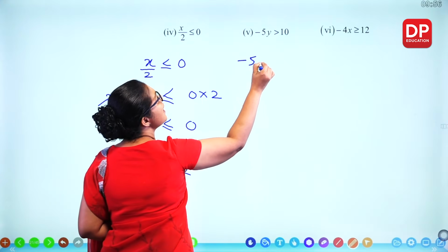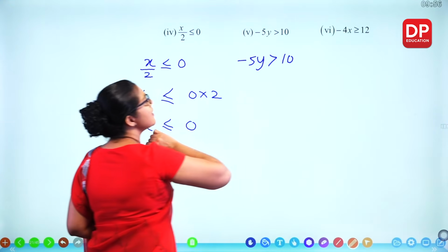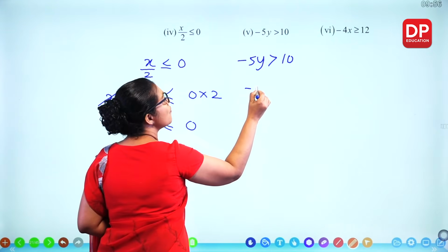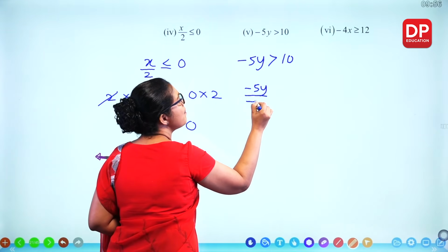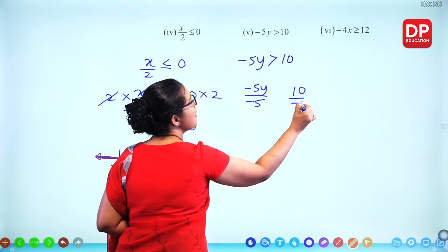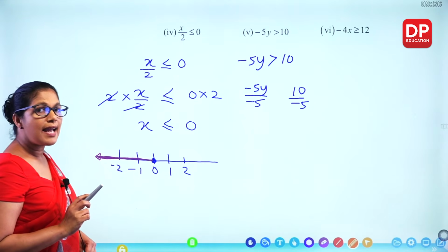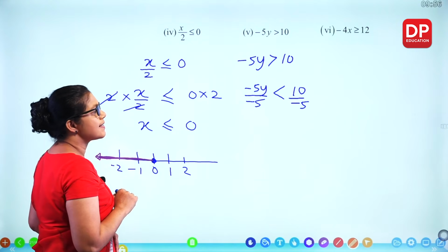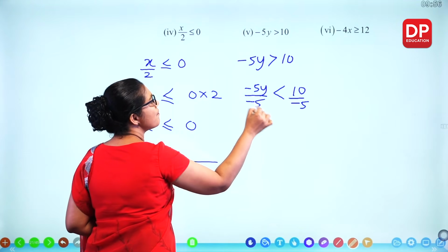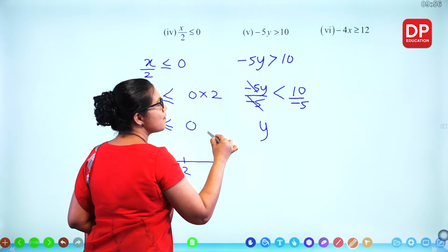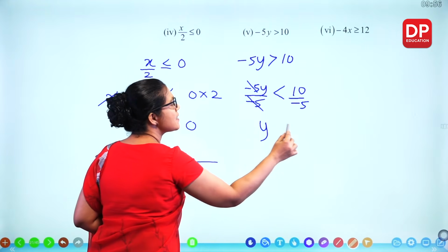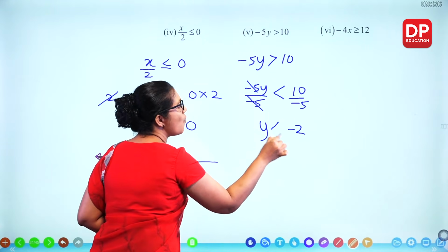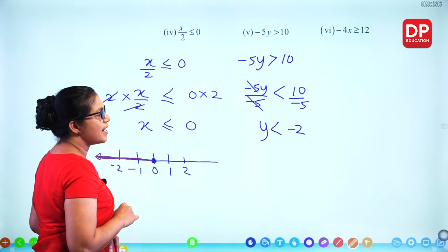What about the other one? Minus 5y is greater than 10. Here you need to divide by minus 5. So what I can do, I can divide both sides by minus 5. But the sign changes. So greater becomes less than. So here minus 5 gets cancelled out. You get y. 10 divided by minus 5, you get minus 2. You get y is less than minus 2.